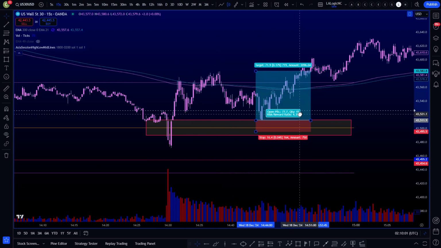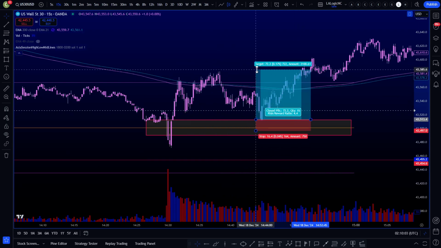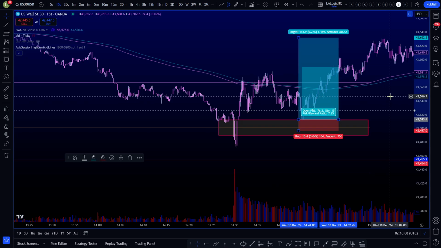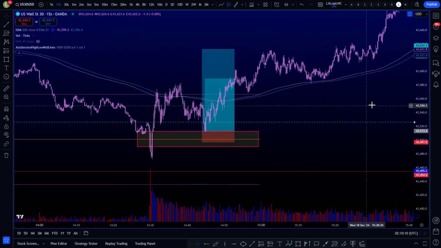So you enter here, no problem. You got your 5-to-1 risk to reward. Maybe you even got even more. The 5-to-1 risk to reward. Maybe you got 7. But then what happened?